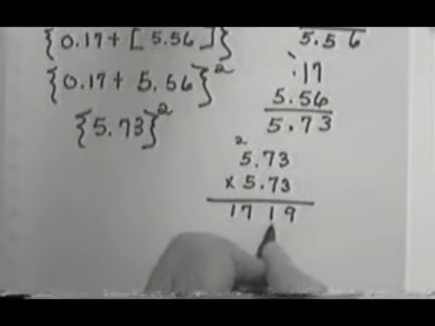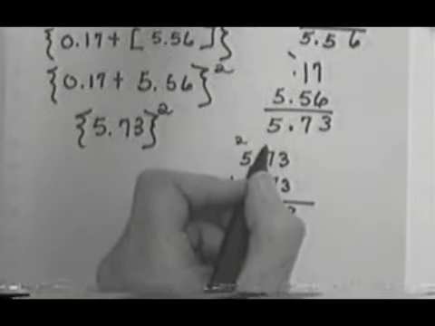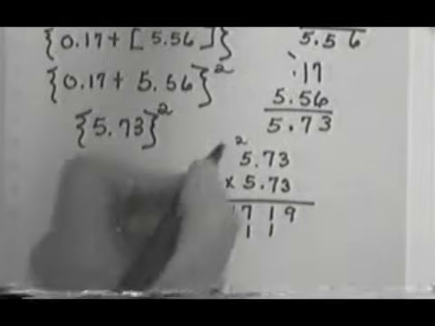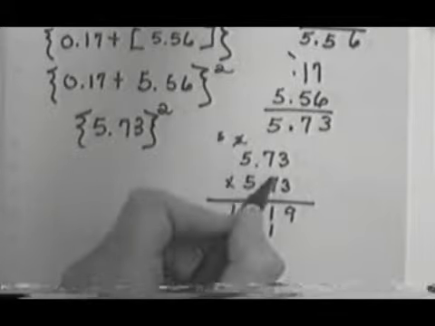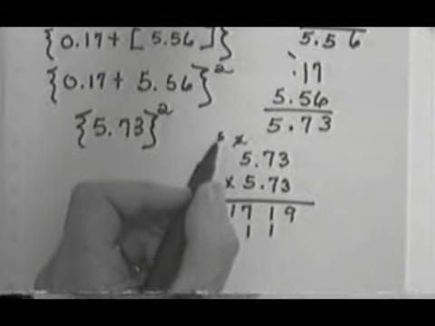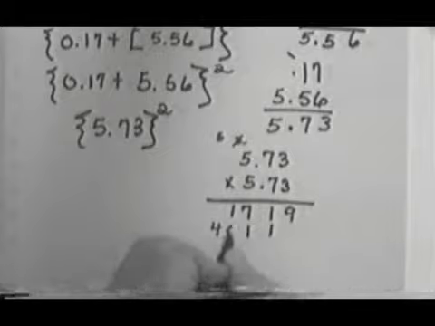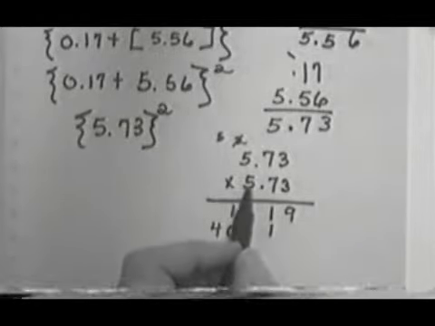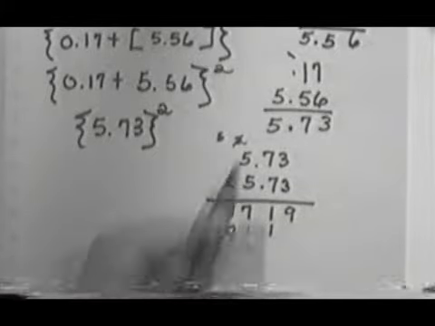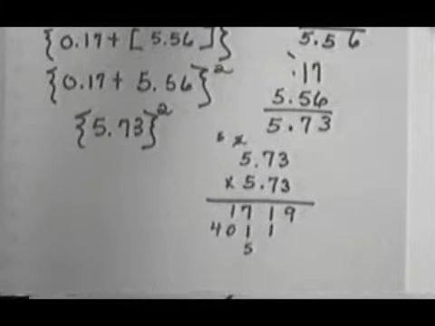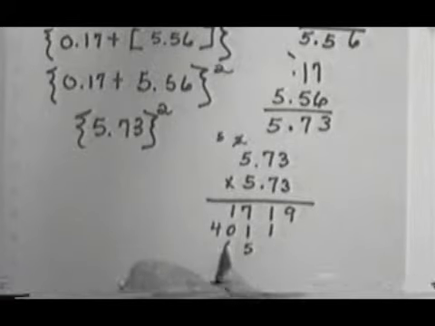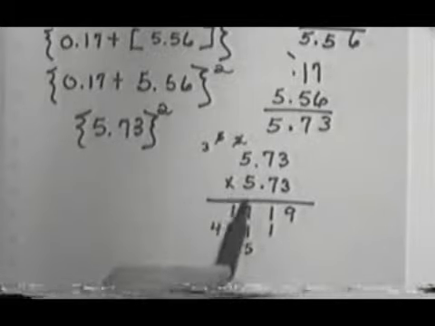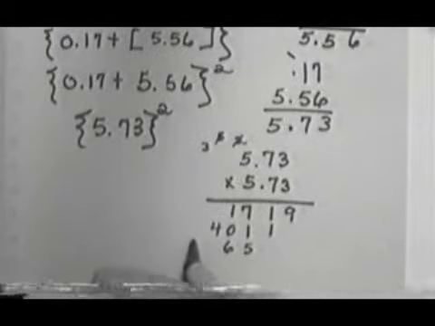7 times 3 is 21. Carry our 2. 7 times 7 is 49. And 2 is 51. Carry our 5. 7 times 5 is 35. Plus the 5 would give us 40. Now we have to move over another place and multiply by 5. 5 times 3 is 15. Carry our 1. 5 times 7 is 35. And 1 is 36. Carry our 3. 5 times 5 is 25. Plus the 3 is 28.